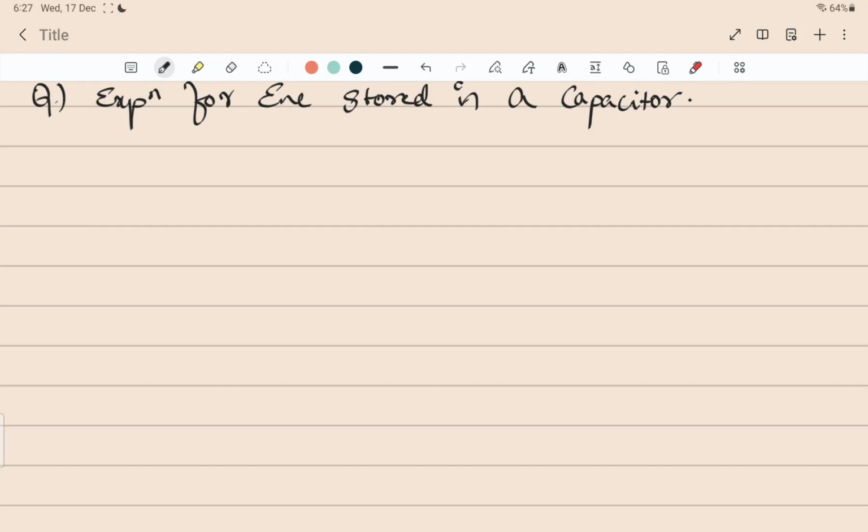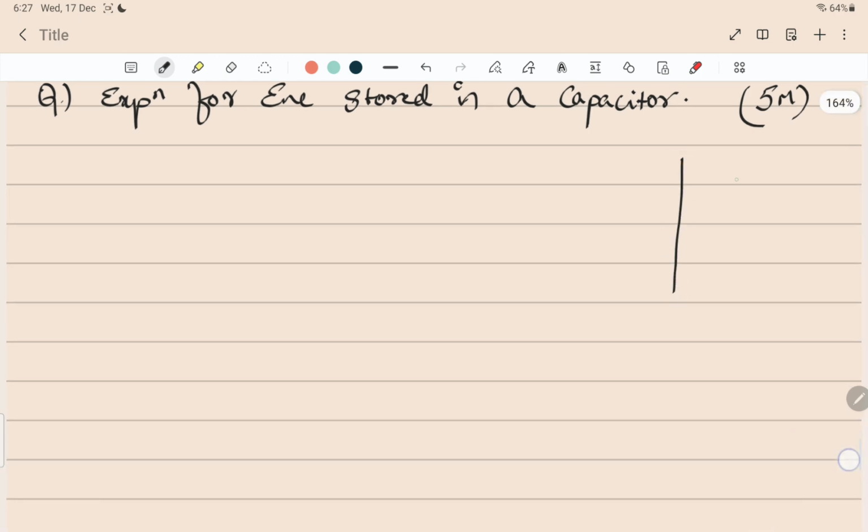Alright, let us move on to the next question. Expression for energy stored in a capacitor, and another important 5 marker. Alright, so in this question, how do we move forward? Let us first understand the basic behind.